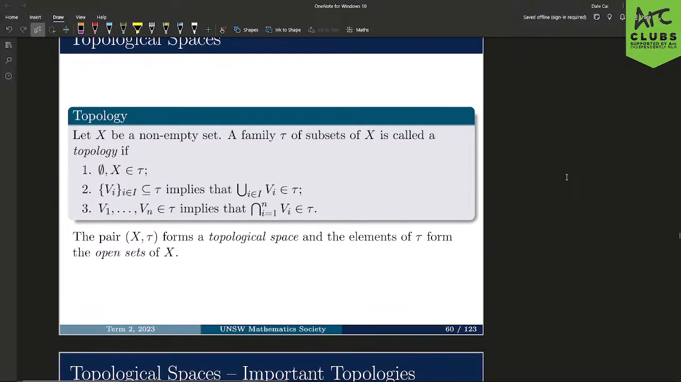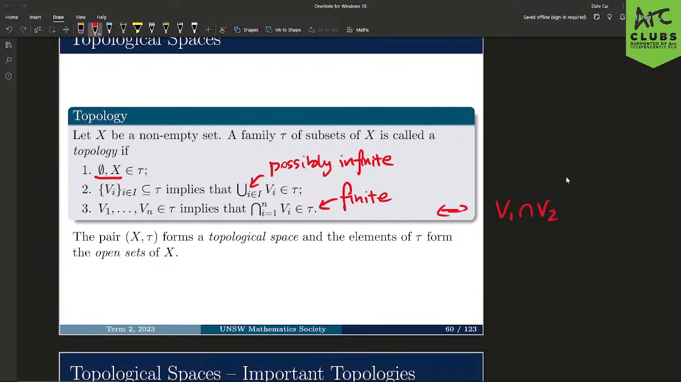Okay, so this is what a topology needs to satisfy. It's called a topology if it contains the empty set and the whole set. It's closed under possibly infinite union, and closed under finite intersection. And this is equivalent to just saying that V1 intersect V2 is also in tau, because if you can do it for a pair, then you can do it finitely many times. So the elements in tau are called open sets, and this pair is called a topological space.